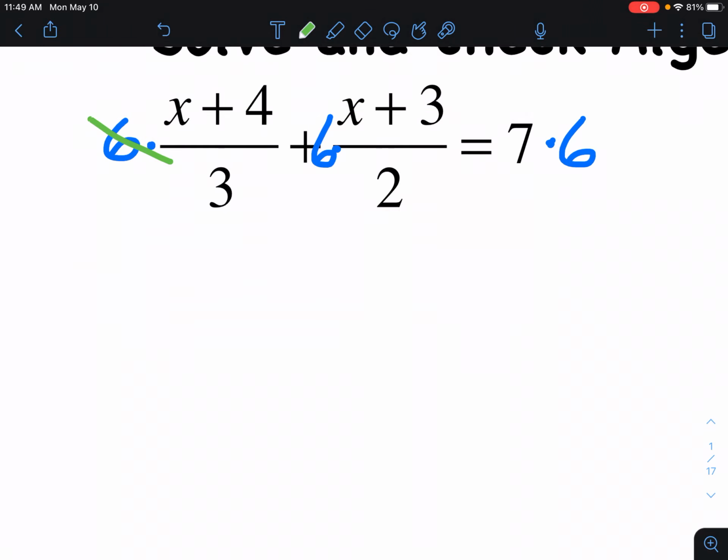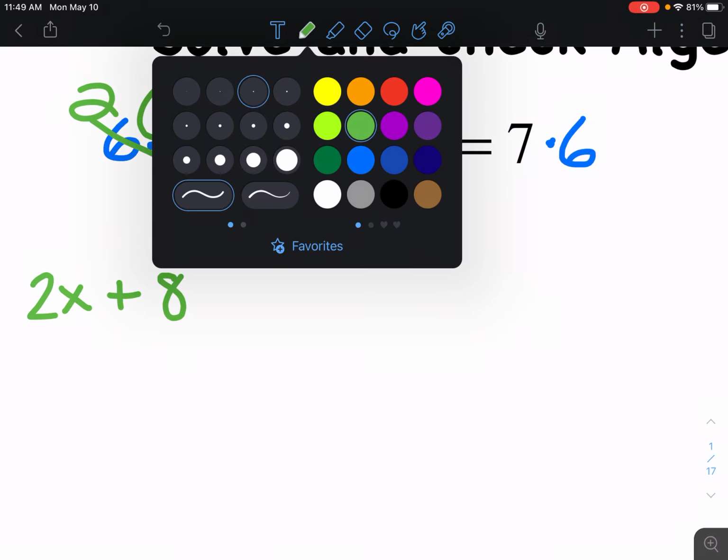So 6 divided by 3 is 2. So what we're really going to do here, we no longer have the first fraction being there. We're going to distribute a 2. So 2 times x, and then 2 times plus 4, 2 times 4.